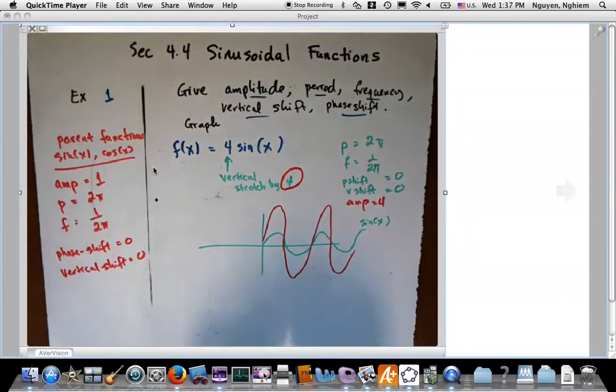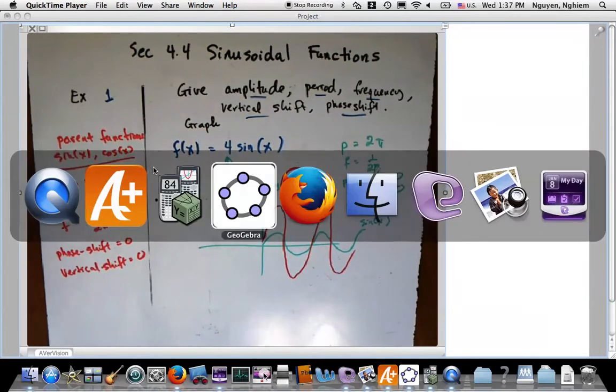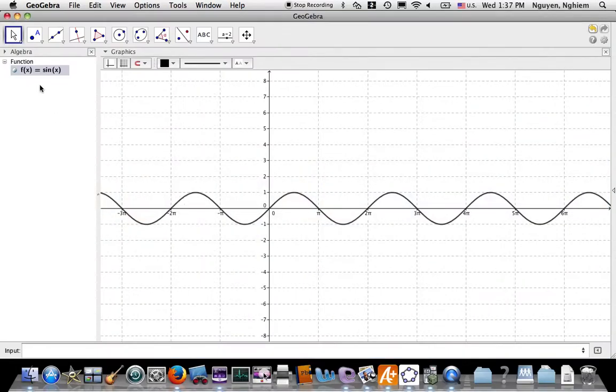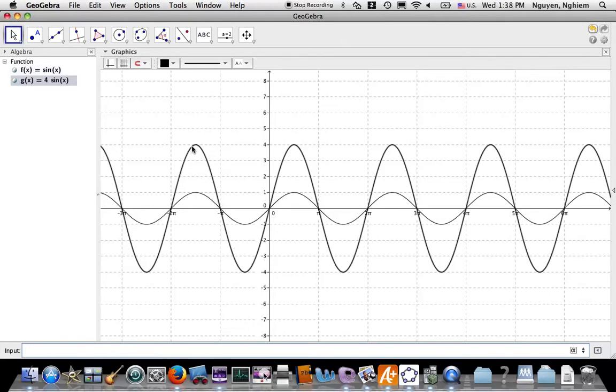And so I'm going to use my grapher here. I'm going to use GeoGebra. And I already have sine of x graphed. And let's try and graph 4 sine of x. And let me label this with a slightly different color here so you can see. And you can see that our intuition and our hypothesis was completely correct, because in fact it didn't really do a whole lot to the graph. All it did was stretch everything out.